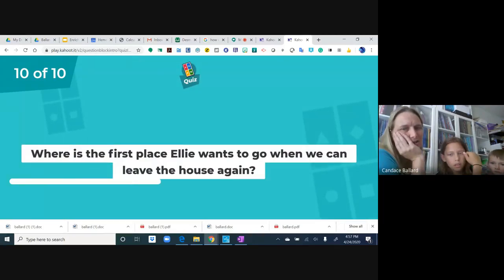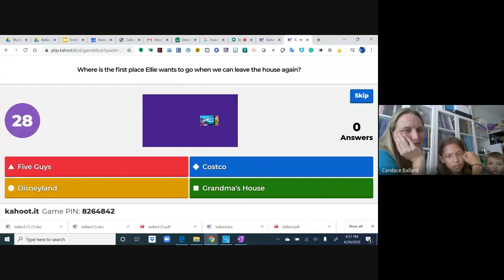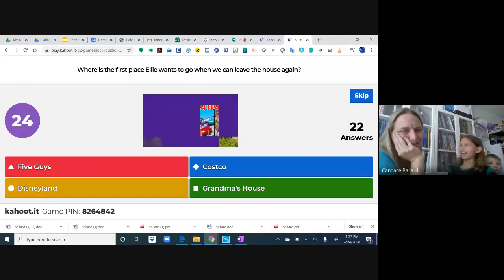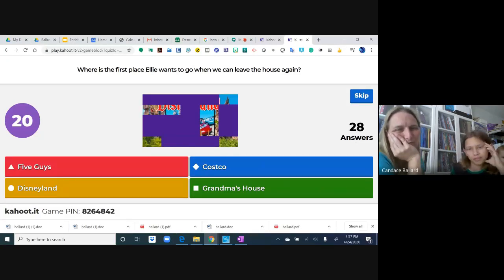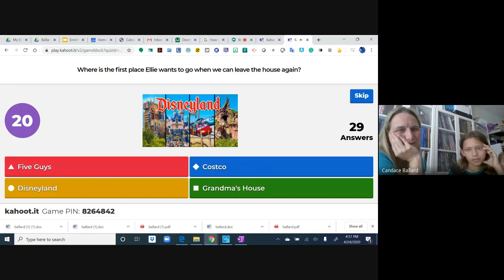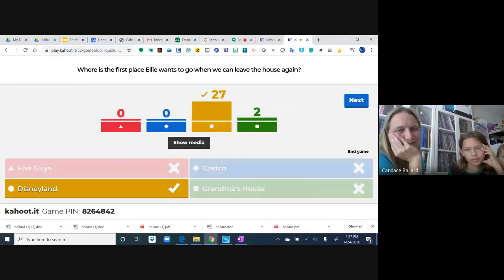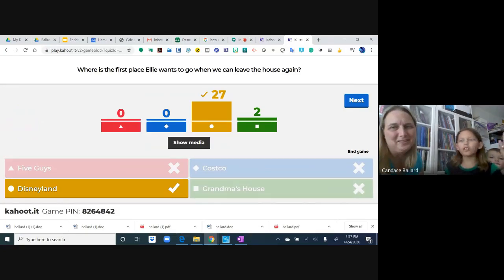Okay, last one. Where is the first place Ellie wants to go when we can leave the house again? Five Guys, Disneyland, Costco, or Grandma's house? Definitely not there. Definitely not there. Nobody wants to be there. No Five Guys. There we go. Everybody got it. Whoa. All right. 2 people said Grandma's house. That's true. Come on, I got you. Oh, they are coming in.